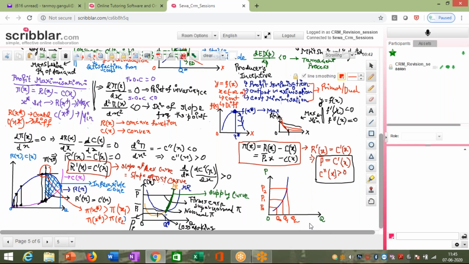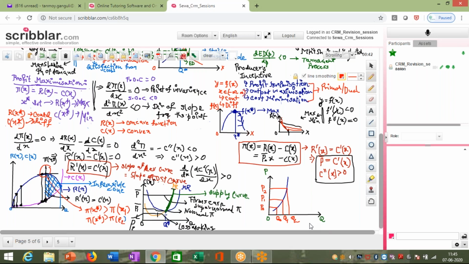Now over here, a few important things that we have are P0, P1, P2, Q0, Q1, and Q2. One of the important things that comes out is that as the prices increase, the quantity, the willingness to produce, also increases.